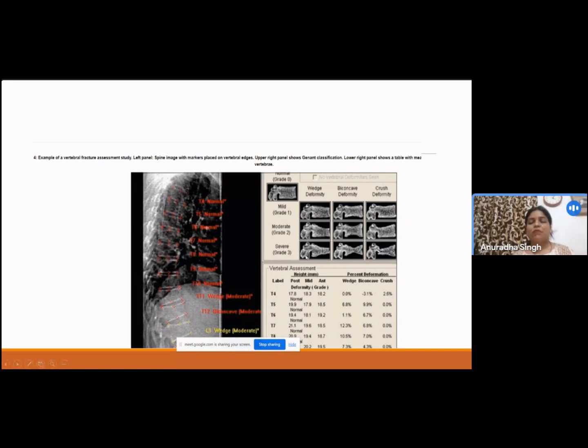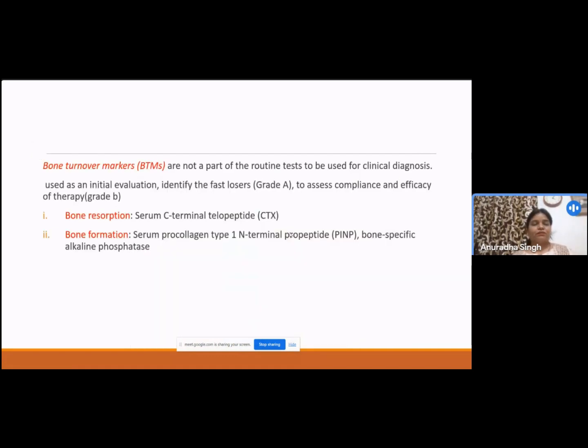Now, this is how a vertebral fracture assessment will look like, and this is the grading which is available on the screen as mild, moderate, and severe based on the deformities which are present in the ribs within the spine.